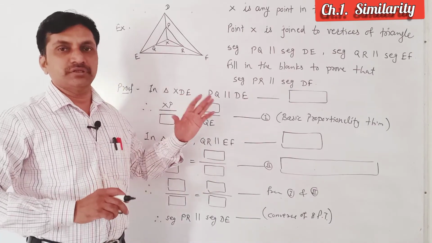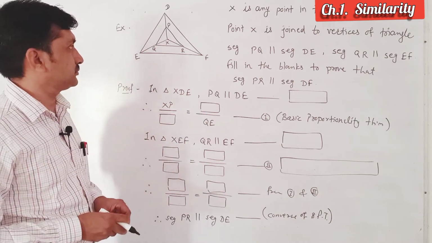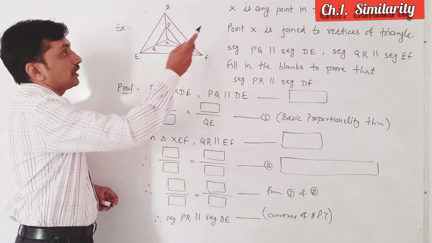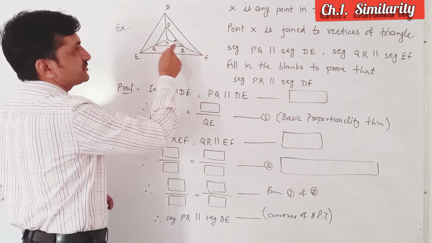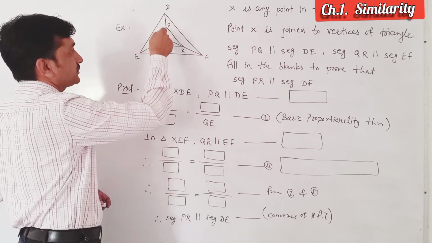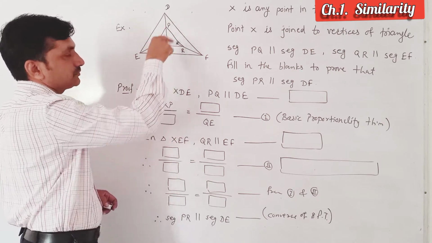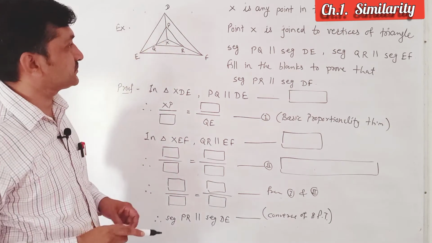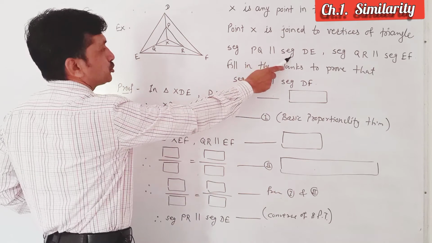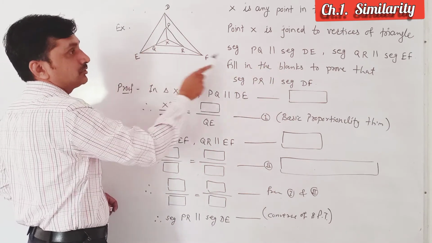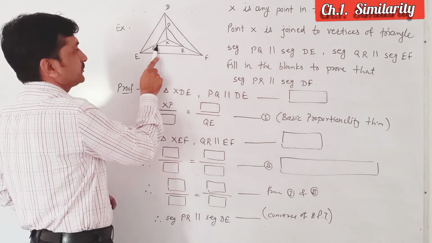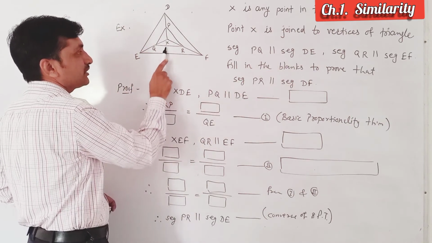Next example is an activity based example, and it is very easy. X is any point in the interior of the triangle. Here point X is joined to the vertices of the triangle, meaning XD, XE, XF. X is joined to 3 vertices. Here PQ is parallel to DE, therefore we can use BPT here. QR is parallel to EF. Here also we can use BPT.